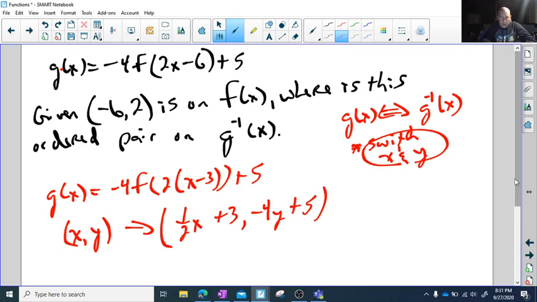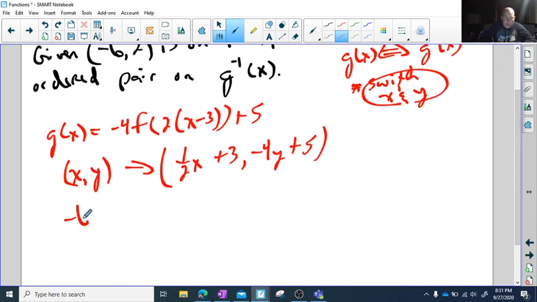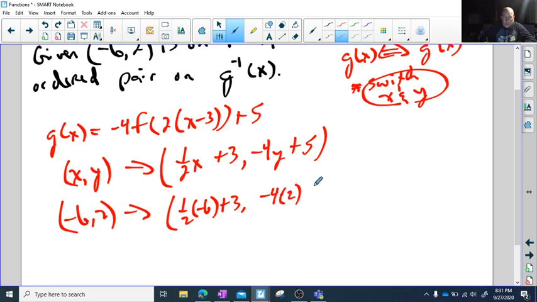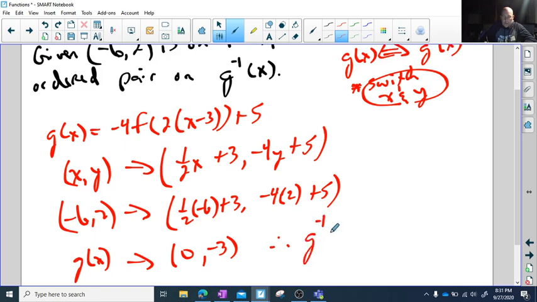Let's take our ordered pair, negative 6, 2, and map it. So negative 6, 2 would be 1/2 of negative 6 plus 3, negative 4 times the y value, plus 5. That's 0, negative 3. Now this would be where it is on g of x. Therefore, on the inverse of g, you simply reverse your ordered pair. There's where it would fall on the inverse.